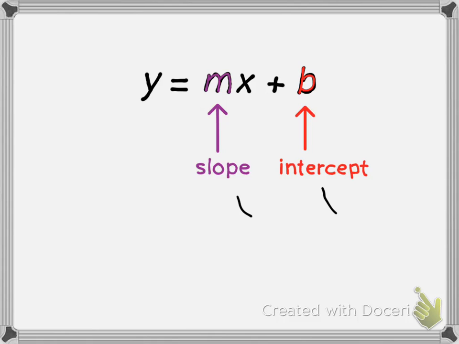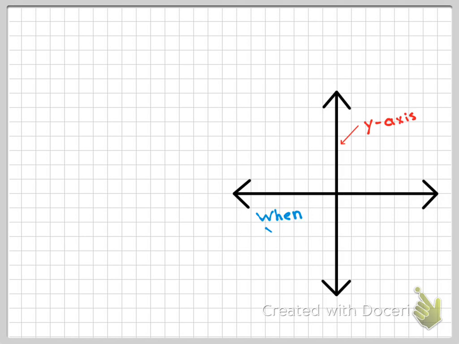We've talked about slope, but let's talk about what a y-intercept is. And this is probably the easiest part. It's where our graph crosses our y-axis. So wherever it crosses there, that is our y-intercept. And that occurs when x is equal to 0.